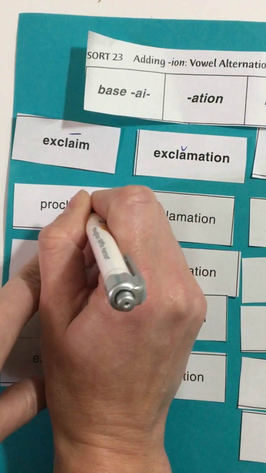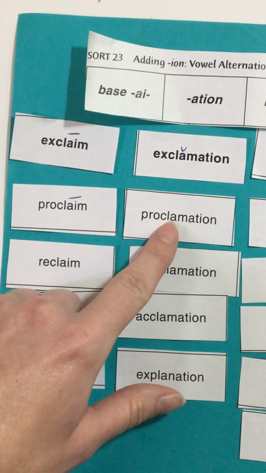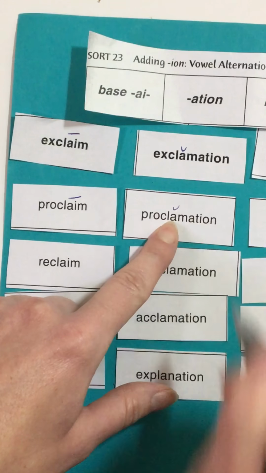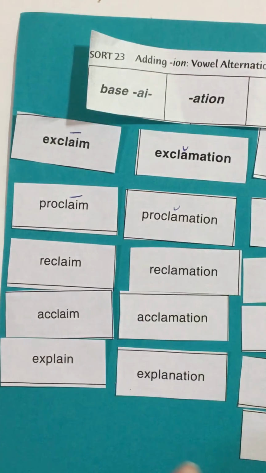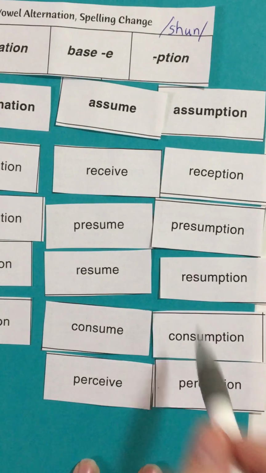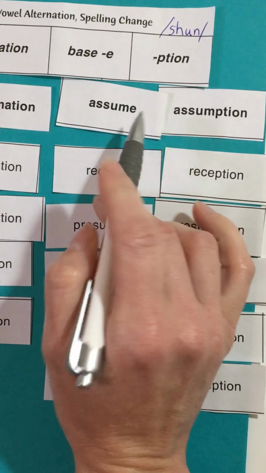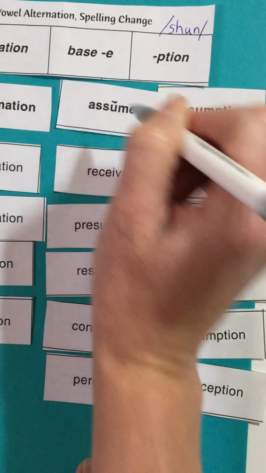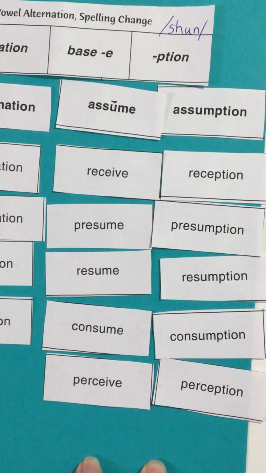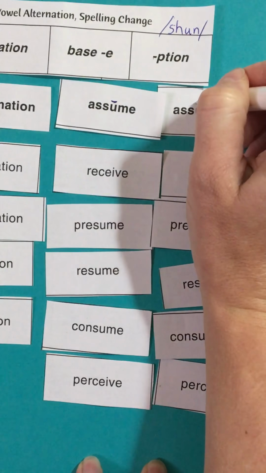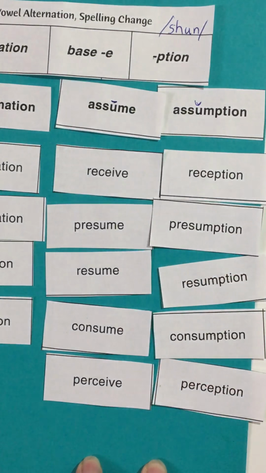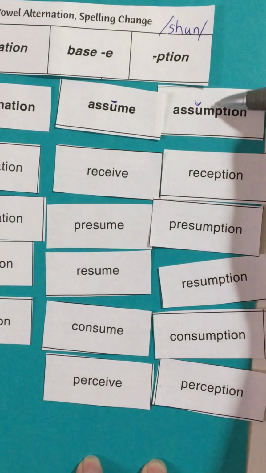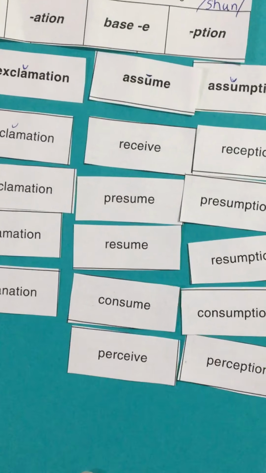Proclaim, long A sound, but over here we drop the I, and then it takes on a short sound. Proclamation. Reclaim, reclamation. All right, over here we have the U with silent E that should be making the long U sound. Assume. U can be tricky that way though. Assumption. You hear that the vowel sound changes here? And we also, in this case, we drop the E. The spelling changes there as well.